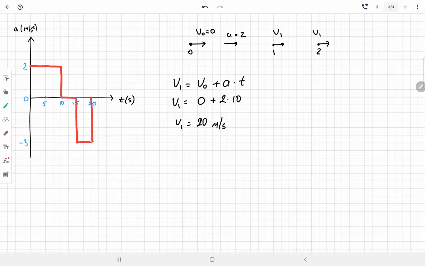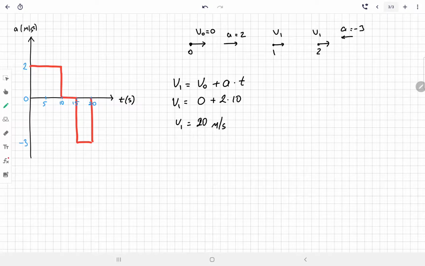What happens after point 2 or after 15 seconds? From this graph, we see that acceleration becomes negative 3 during this next 5 seconds. What does negative 3 mean? It means acceleration will be directed to the left, a equal to minus 3. What does it mean? It means it will start to decelerate. Velocity decreases.